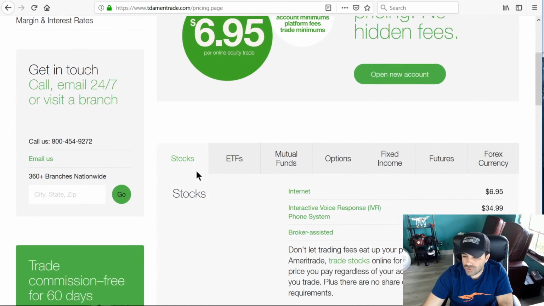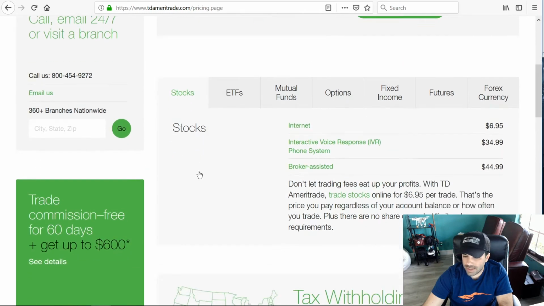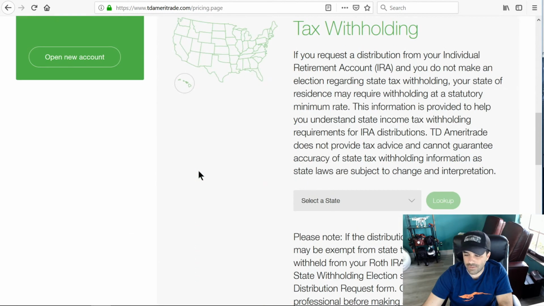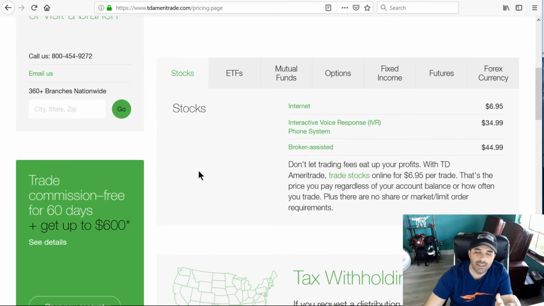I am unsure if TD Ameritrade has any. I'm trying to look through here, and I've looked. I'm unsure if TD Ameritrade has any discounts as far as if you make X amount of trades per quarter. Maybe that's something you can discuss with them if you're a very active trader and negotiate with them. You can do that with any broker. If you're extremely active, you can always negotiate your fees with your broker.